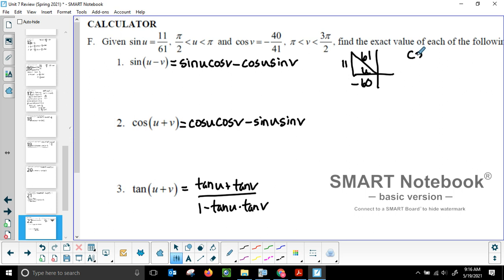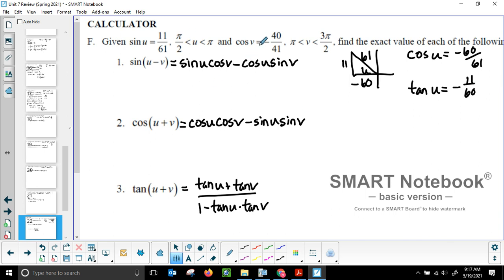All right, now I can use SOHCAHTOA to know that cosine of u is adjacent over hypotenuse, so negative 60 over 61. And tangent of u is opposite over adjacent, so negative 11 over 60.